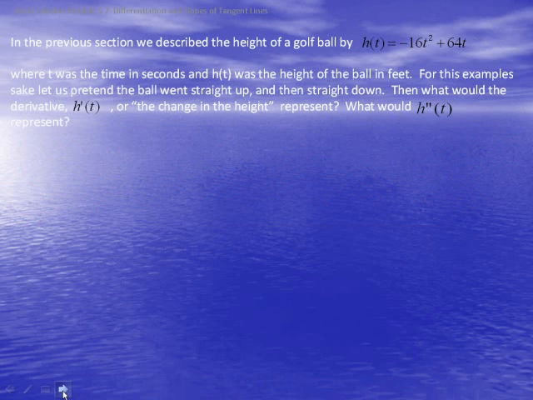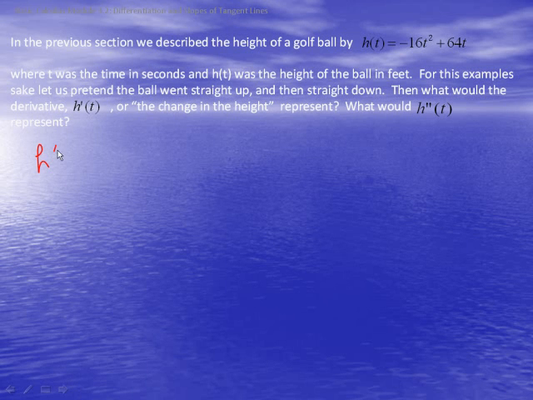Okay. In the previous section, we described the height of a golf ball by h of t equals -16t squared plus 64t, where t was the time in seconds and h of t was the height of the ball in feet. For this example's sake, let's pretend that the ball went straight up and then straight down. Then what would the derivative h prime of t, or the change in height, represent? What would the h double prime, or the double derivative, represent?